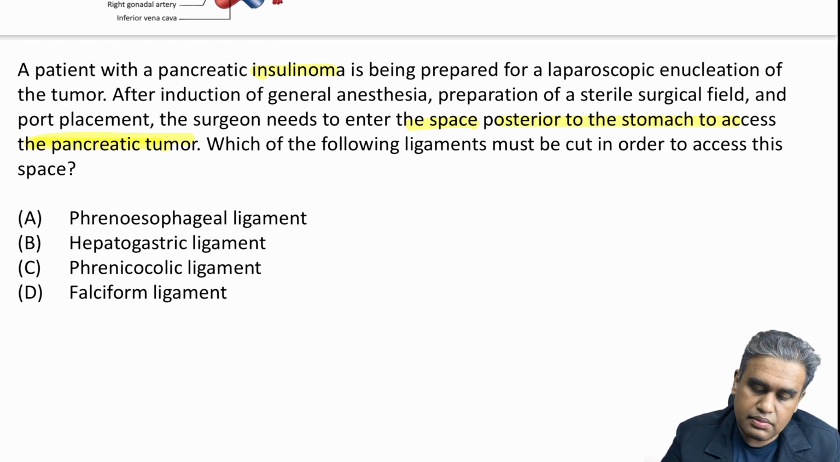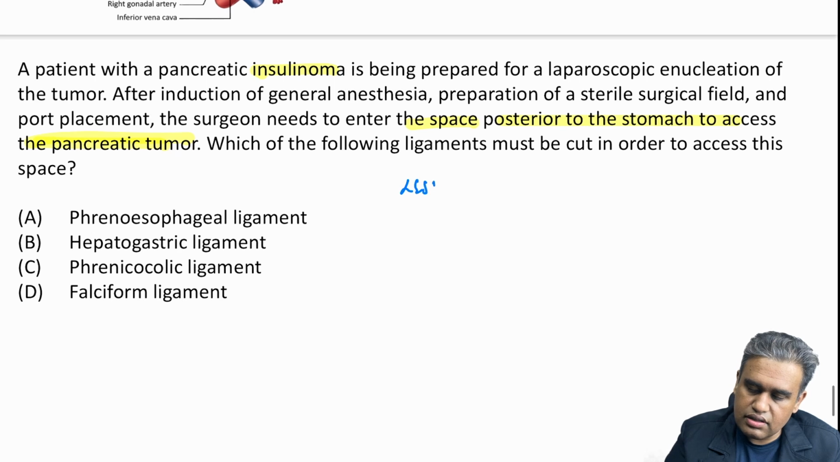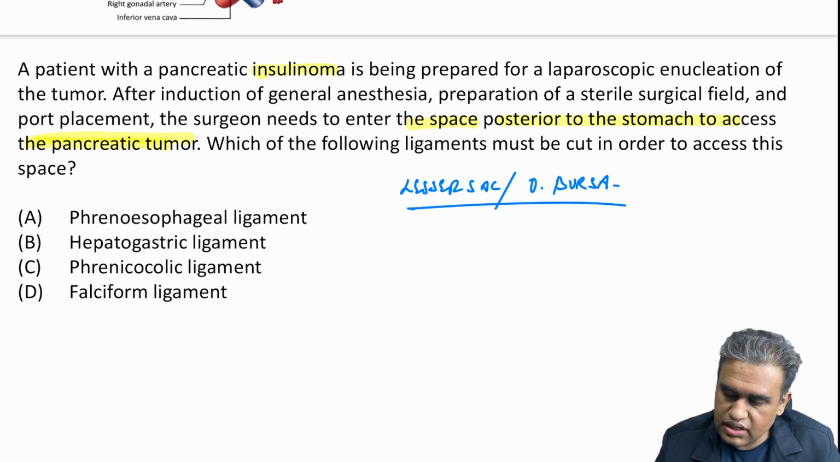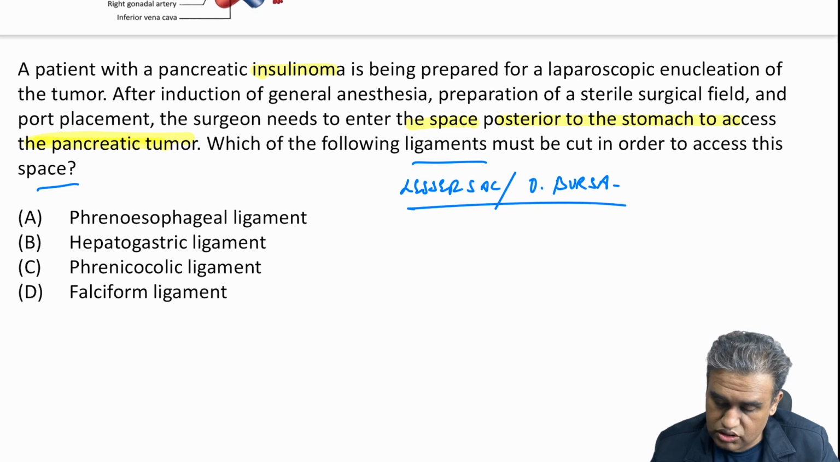And this cavity behind the stomach, what is that cavity known as? That cavity is known as the lesser sac or omental bursa. Right? Now, which ligament must be cut in order to access this space? That is the question over here.